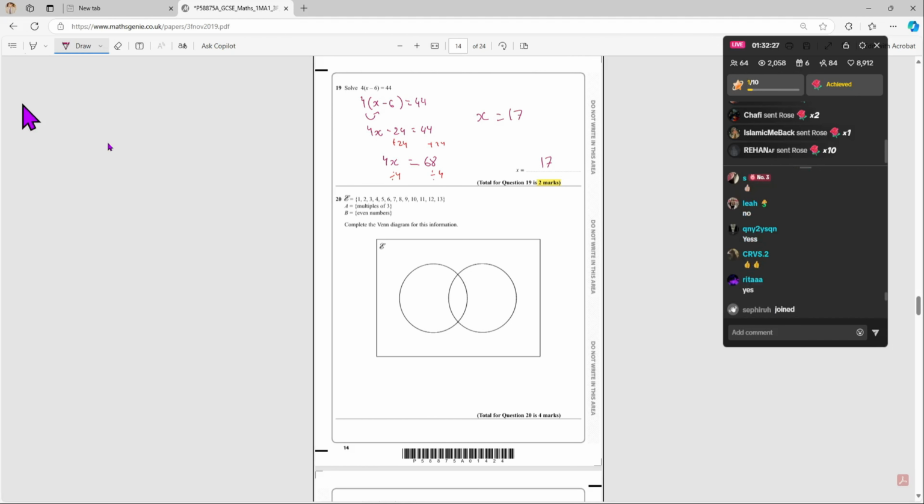Because you have to expand the brackets, because then you can't really solve it. You have to expand the brackets.